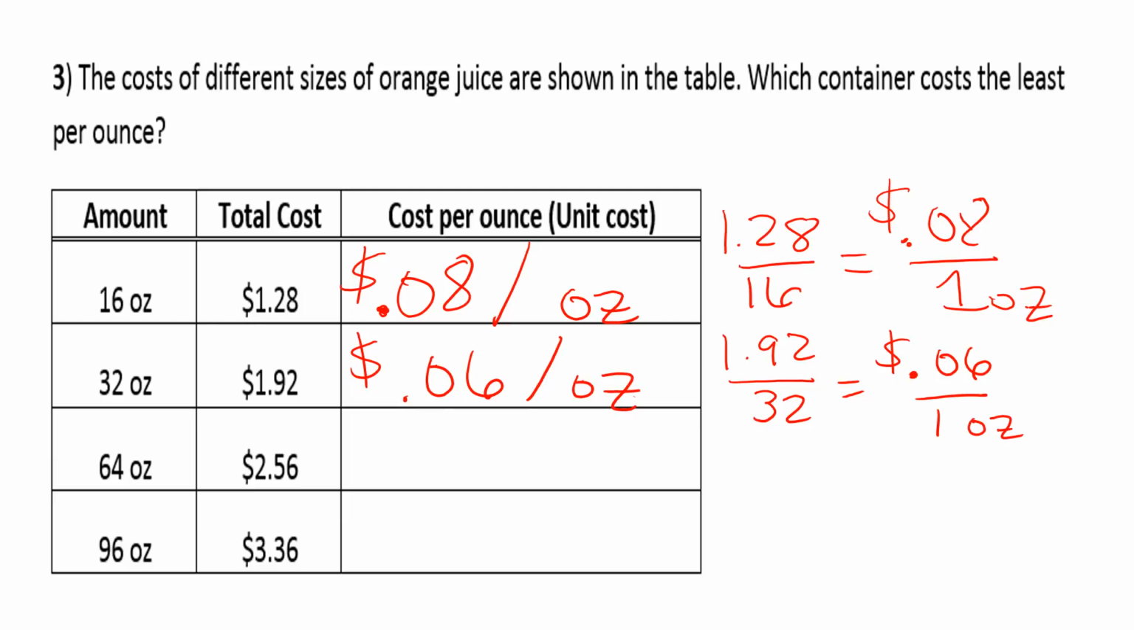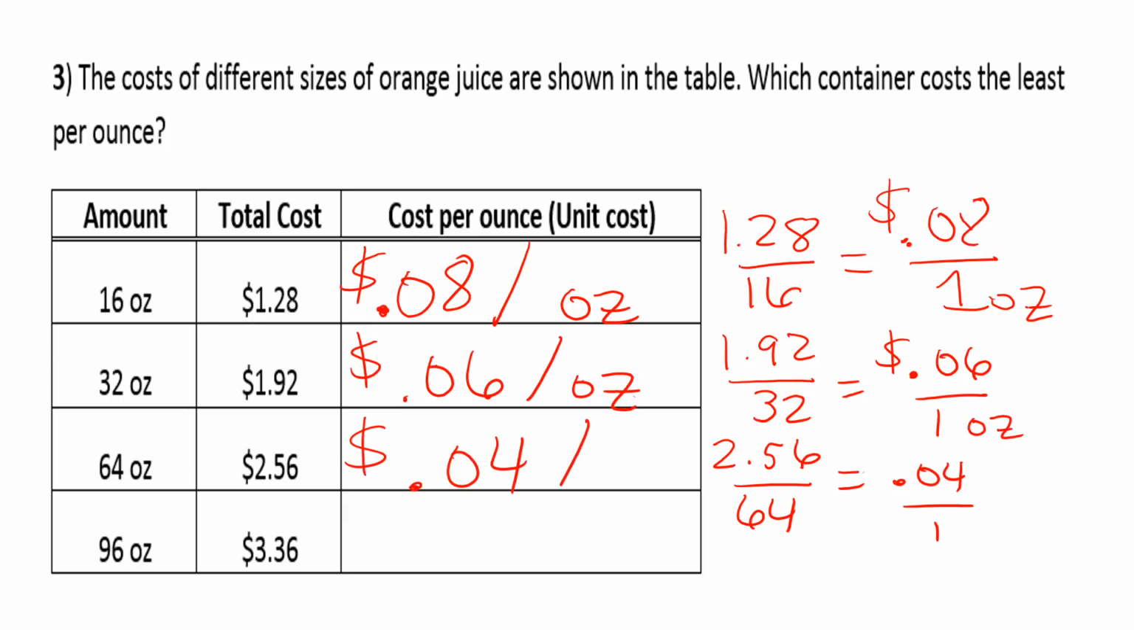The next one is $2.56 for 64 ounces. We do the same math, 2.56 divided by 64. We are going to get 0.04 per ounce. And so that means that it is 4 cents per ounce. So far, that's our best deal.